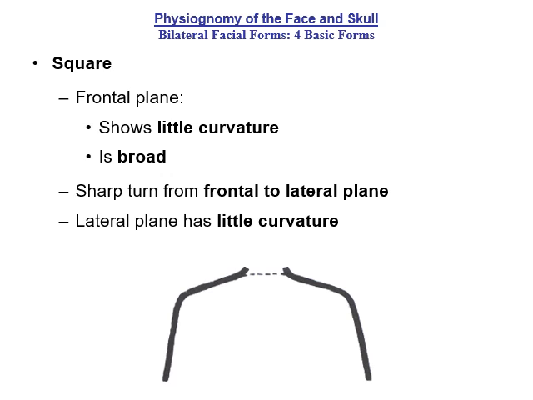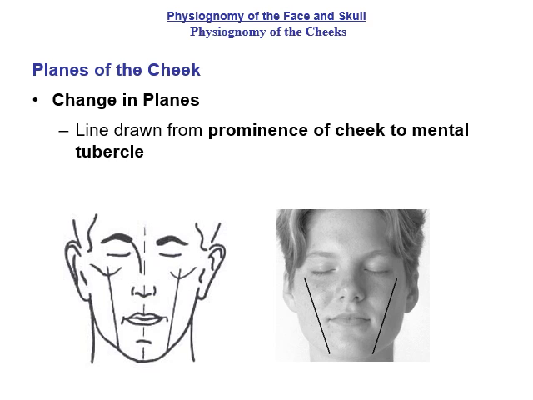Now again, how far apart these cheekbones are can affect how the planes of the cheeks look. So this line that I've talked about numerous times shows you where the change in planes are. If you draw a line from the prominence of the cheek, which is just kind of lateral and inferior to the lateral corner of the eye, draw that from there to the mental tubercle, it shows you where the front part of the face is, the anterior plane, and where the lateral planes of the cheeks are.